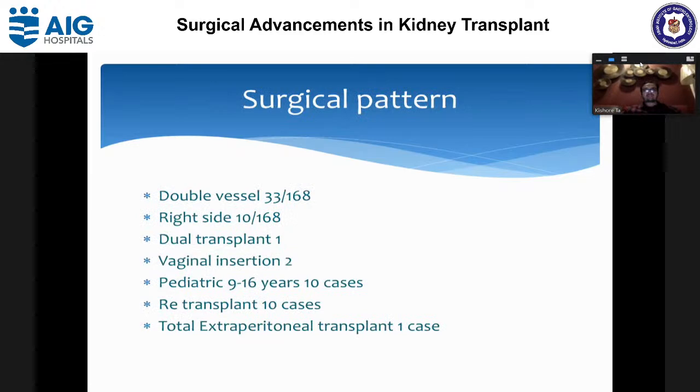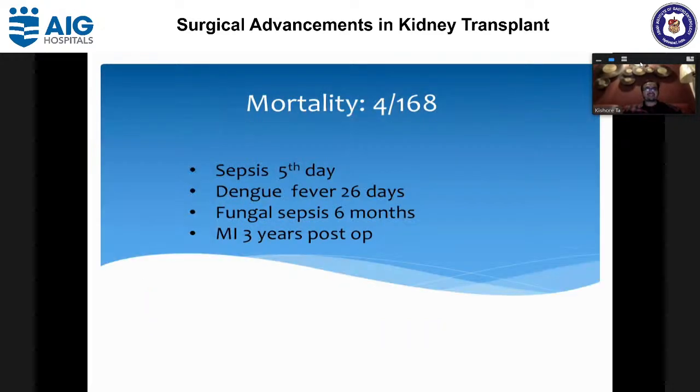We have done about 33 double vessels. Since this is a living related donor program, we don't have the choice. Actually, we're doing only single vessels. We have done a few right-sided. A dual transplant was done once. Vaginal insertion, 3 cases. And pediatric cases from 9 to 16 years, I've done 10 cases. We have done re-transplant, that is a second kidney placement, in about 10 cases. In one instance, we attempted a total extraperitoneal approach, but we couldn't pursue it because we found it surgically challenging.